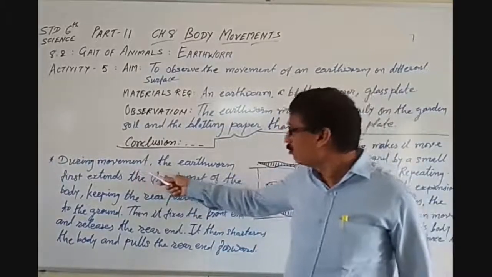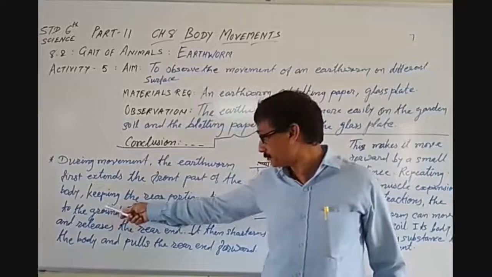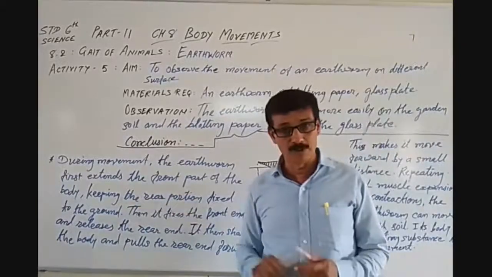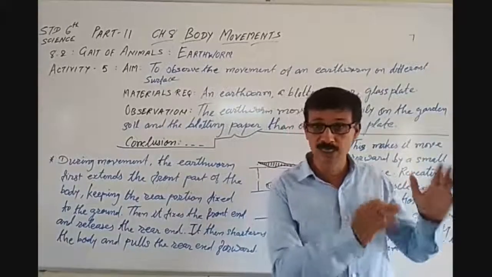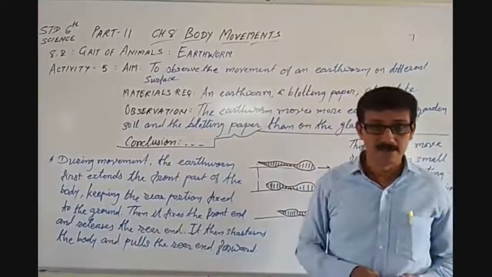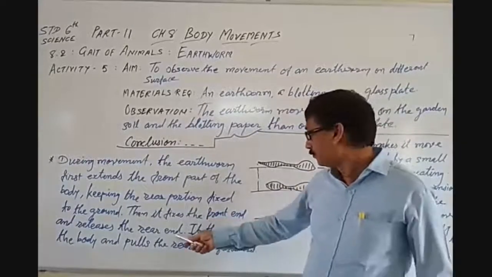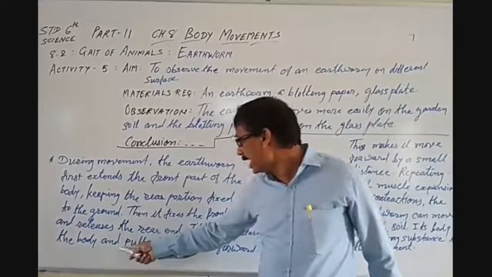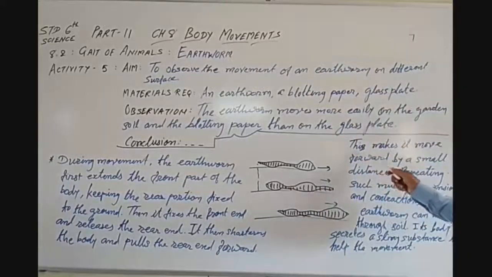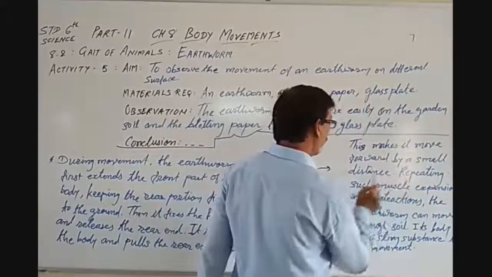During movement the earthworm first extends the front part of the body, keeping the rear portion fixed to the ground. Then it fixes the front end and releases the rear end. It then shortens the body and pulls the rear end forward. This makes it move forward by a small distance.